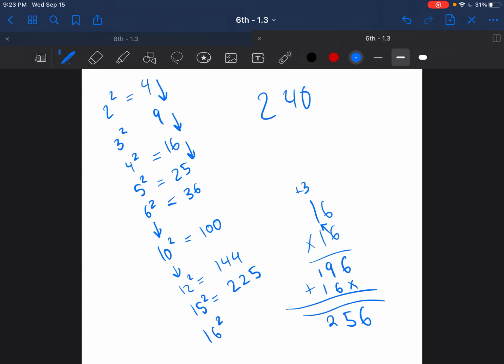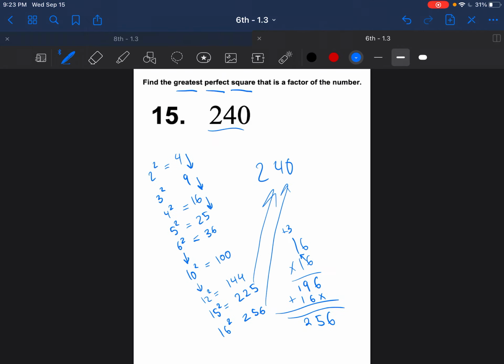So we have two choices. It says find the one that is closest using a perfect square. Which one is closer to 240? This one or this one? 16 squared or 15 squared? What do you think? Well, if you look at the numbers, 15 squared is closer. Good job. I mean, 256 went over, so I guess it depends on the question they ask. If they don't want you to go over, 15 squared is closer. If they don't mind you going over, 256.